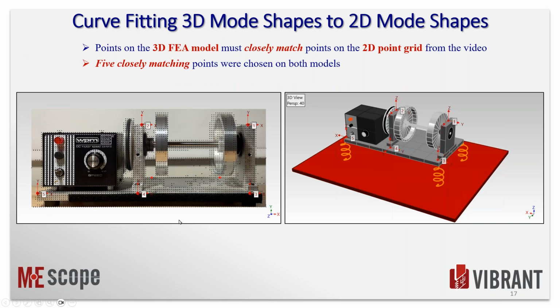Now, in order to do this second curve fitting step, curve fitting the 3D mode shapes to the 2D mode shapes, we need to match up some of the points on the video model with points on the FEA model. So that's what we're looking at here, the video model on the left, the FEA model on the right. And again, we've got a fancier geometric model, and we're using interpolation to make it look more realistic, but really the FEA model we're using is just the bearing blocks and the base plate.